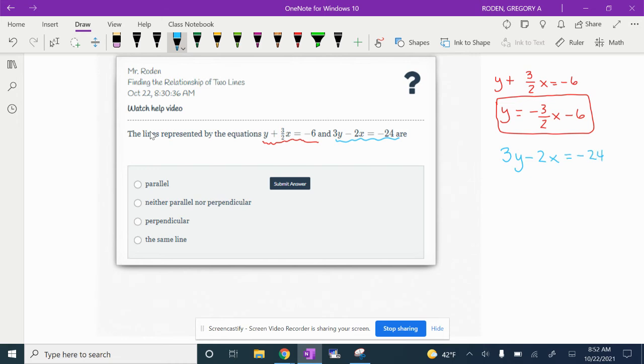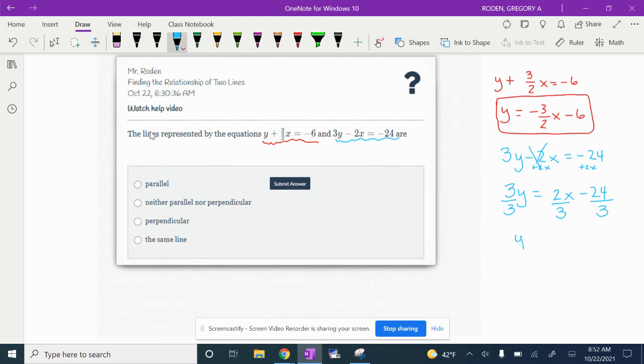Okay, so the first thing I'm going to do is move the -2x over by adding 2x to both sides. So when I add 2x to both sides, I get 3y equals, I'll just put a little baby plus 2x on both sides to show you what I'm doing. I get 3y, the 2x's cancel, equals 2x minus 24. Now after that, I've got to divide by 3. So I've got to divide this one by 3, this one by 3, and this one by 3.